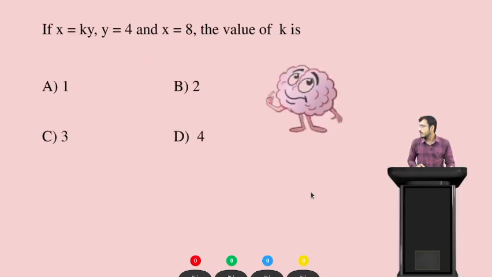Now it's question time. I have a question for you. If x equals ky, y equals 4 and x equals 8, the value of k is? I am giving you 30 seconds. Which option is correct here? Option A 1, option B 2, option C 3, option D 4. x is equal to ky, y is equal to 4, x is equal to 8.